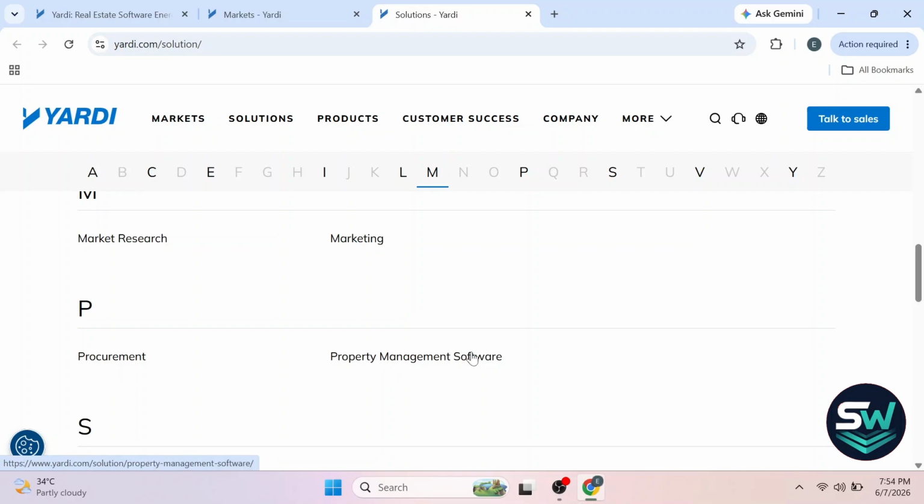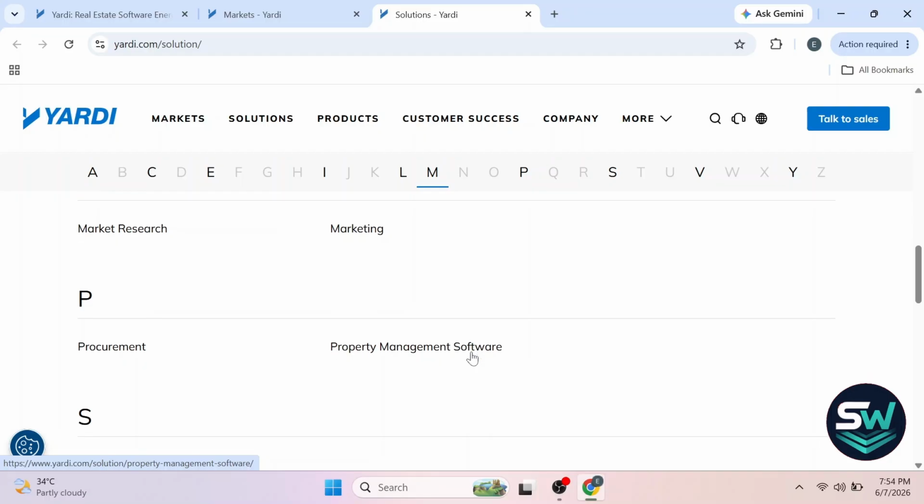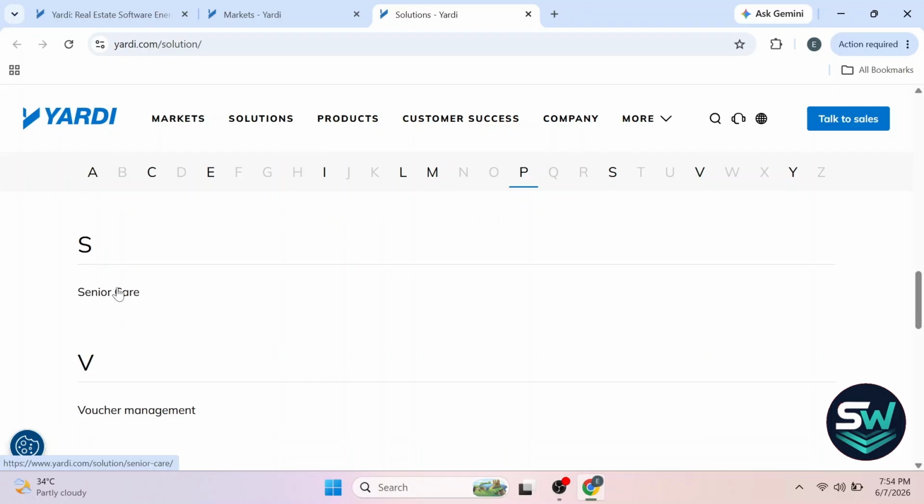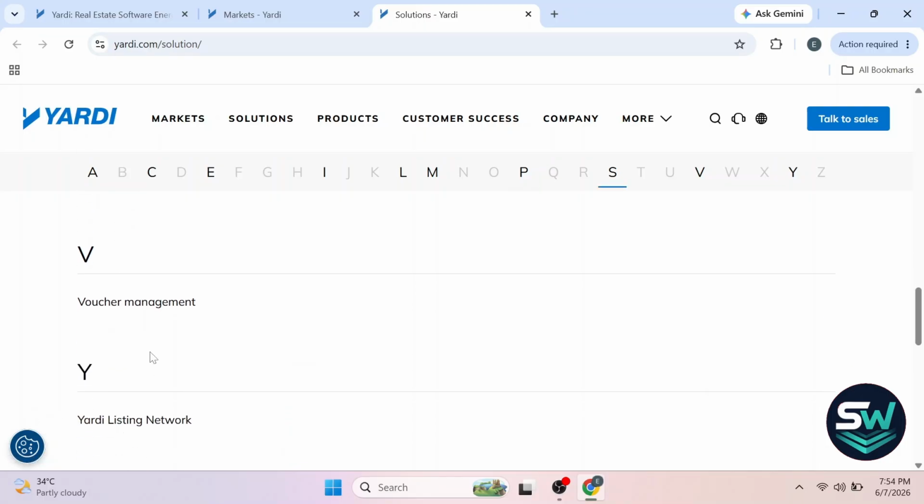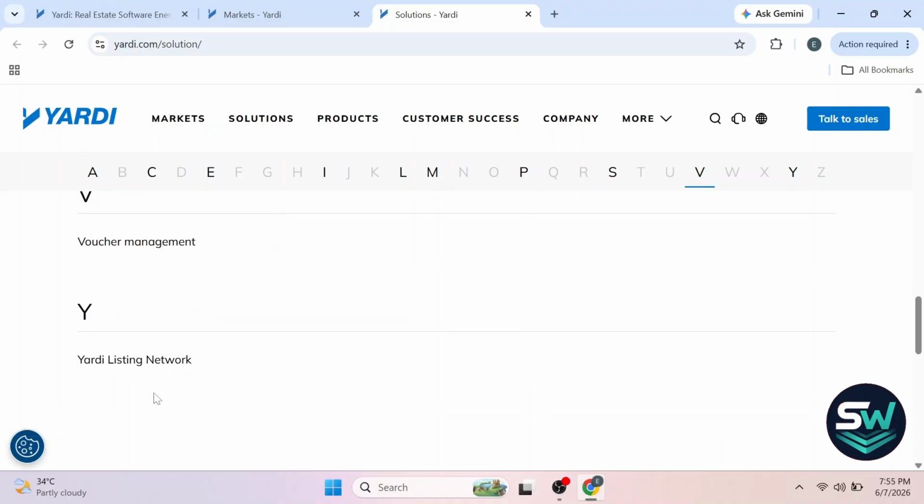Property management software, this category includes Yardi's core property management capabilities covering operations, accounting, maintenance, leasing, and reporting. Senior care solutions support resident wellness, healthcare coordination, staff management, and operational efficiency. Voucher management tool helps organizations administer housing vouchers and related compliance requirements. Yardi listing network. This solution helps property managers expand property exposure and connect listings to a larger audience.